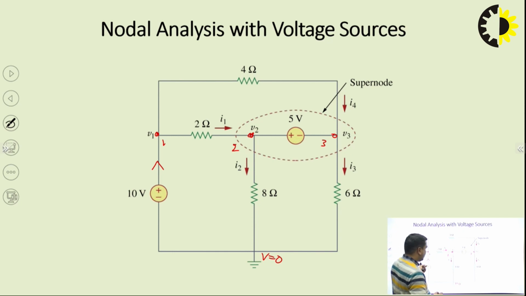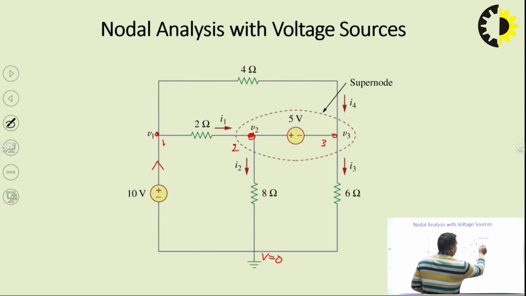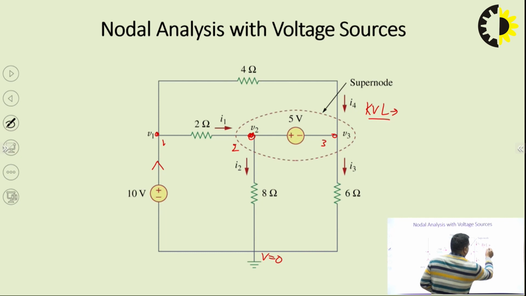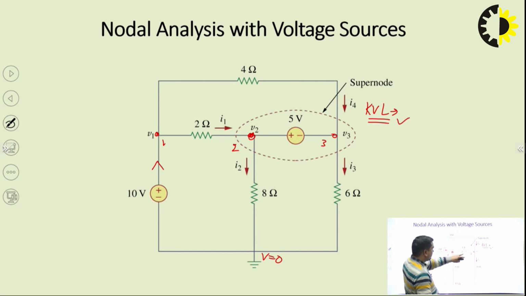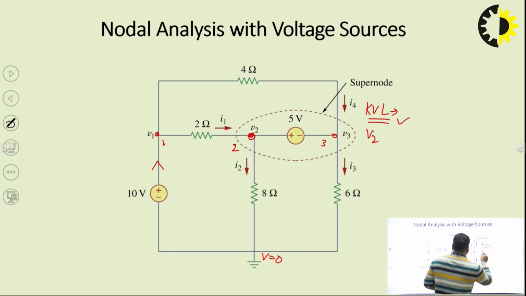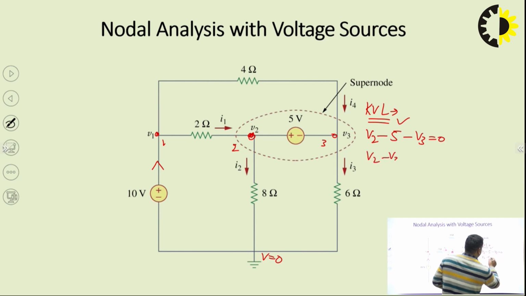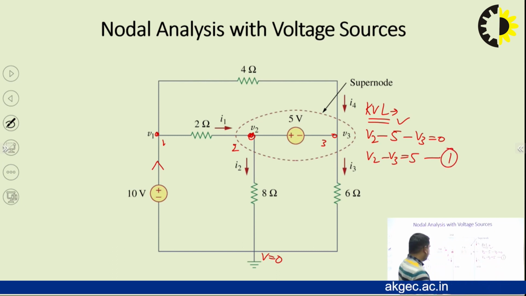In the case of a super node, we have to apply KVL, Kirchhoff's voltage law. So what is the KVL equation across this loop? V2, going from plus to minus, means we have a drop. So V2 minus 5 minus V3 equals 0. That is equation number 1. Is that clear?